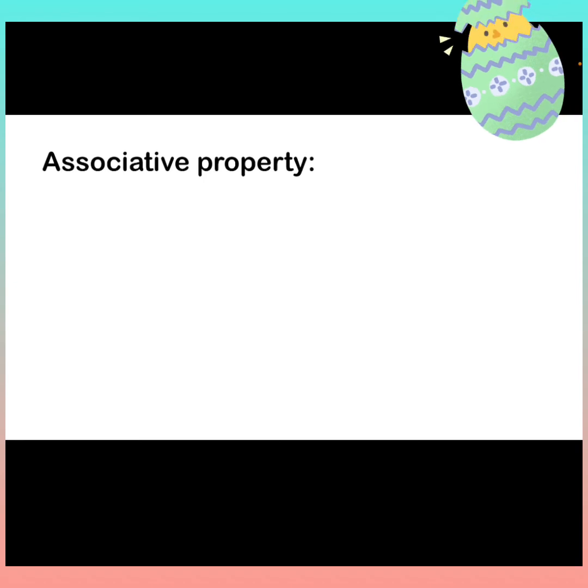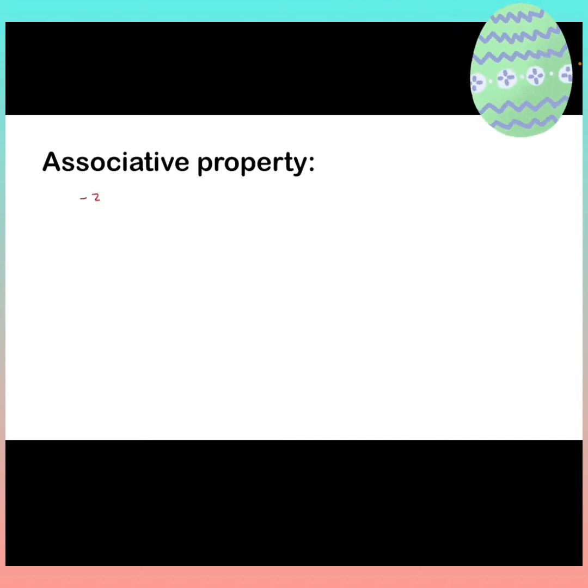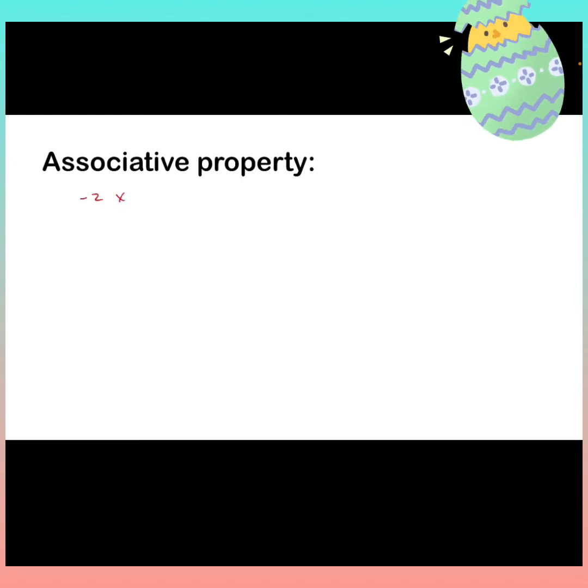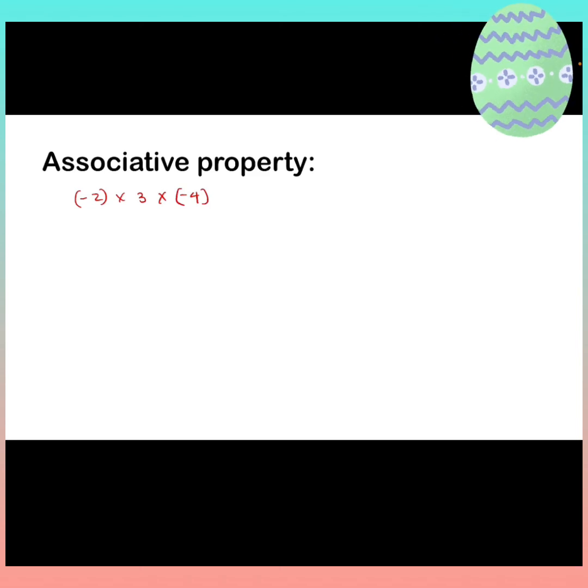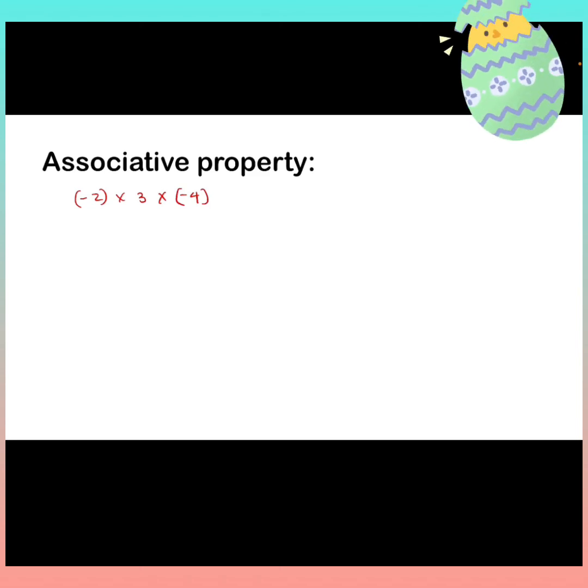Let's talk about the associative property. It is also called the distributive property. This is when we have 3 integers to be multiplied. Let me show you an example. If you have negative 2 times 3 times another negative number, let's say negative 4. When we have 3 integers to be multiplied, you can start from either the first number or the last.